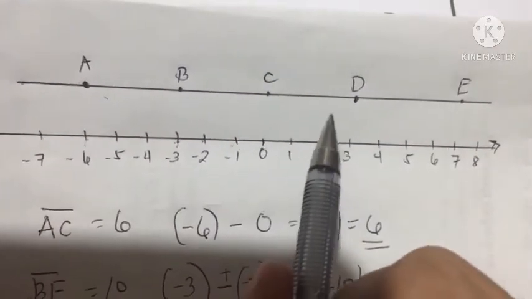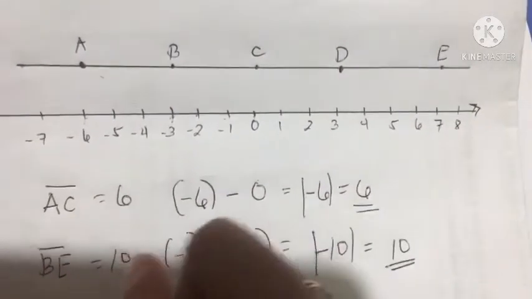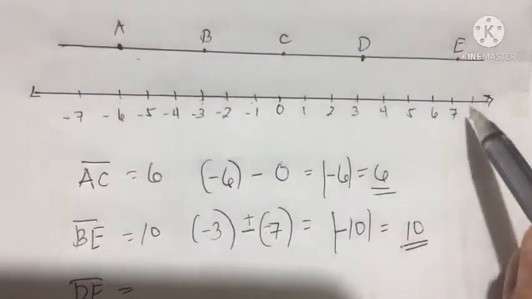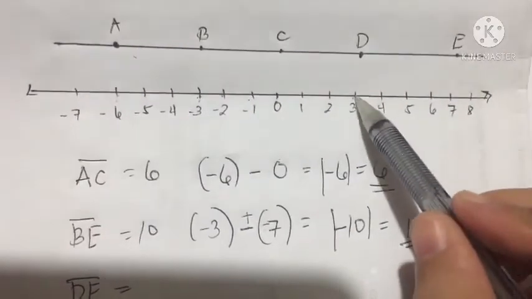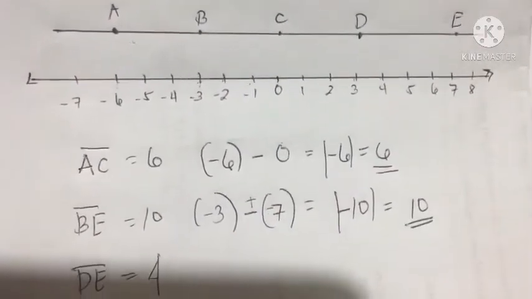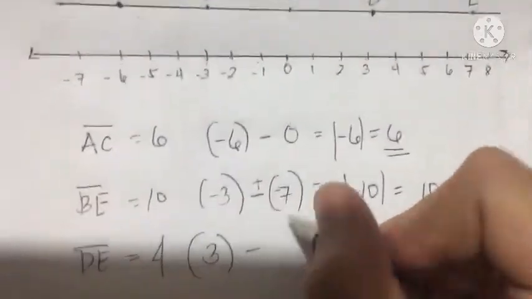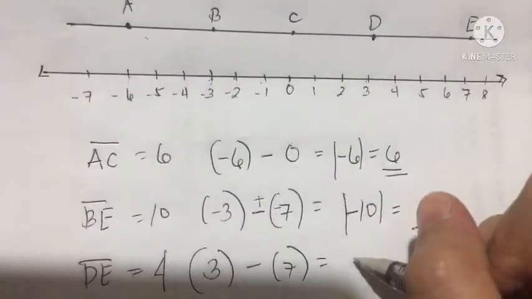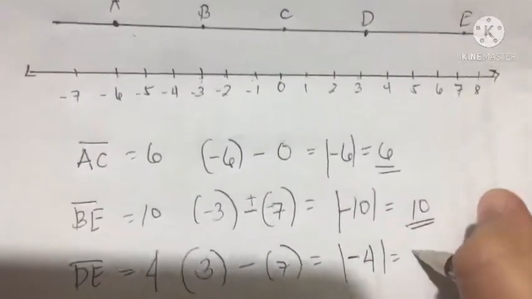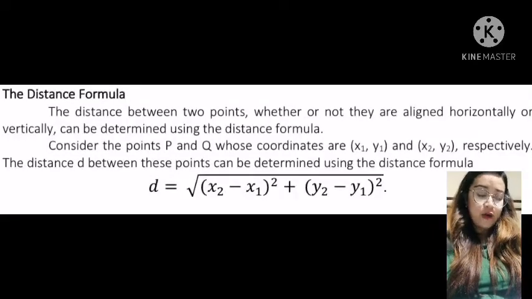From letter D to E naman. Yan. Letter D to E. So, from letter D, ito siya, positive 3 and positive 7. So, bilangin lang natin. 1, 2, 3, 4. That is 4. By solving, yung letter D natin, tapat siya ng positive 3 minus positive 7. So, ang sagot natin is what? Negative what? Negative 4. Absolute value natin. So, the answer is positive 4. Ganyan lang siya. Okay?